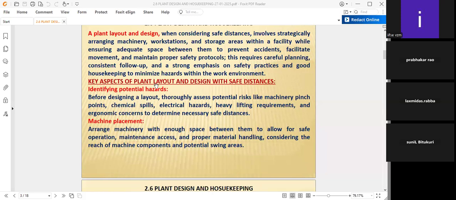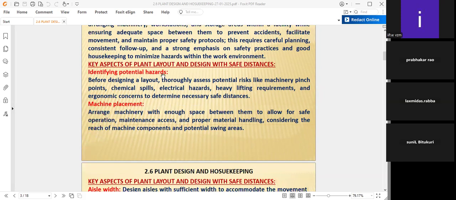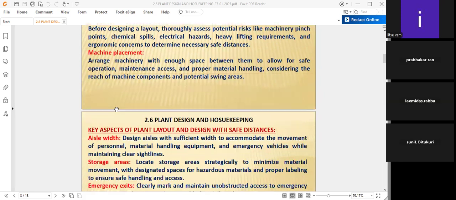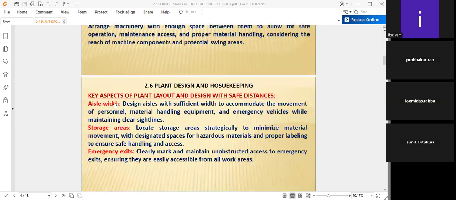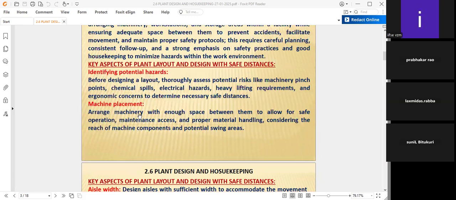First of all, key aspects of the plant layout and design with safe standards. There are five. One is identification of potential hazards. Number two is machine placement. Then aisle width, that means the walkways, gangways and all corridors, storage areas, emergency exit. These are the five key aspects of a plant layout while design approval. See the safe distances as per the Factories Act, as per the AP Factories Rules 1950 also.